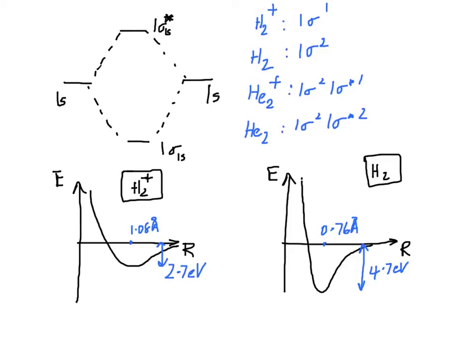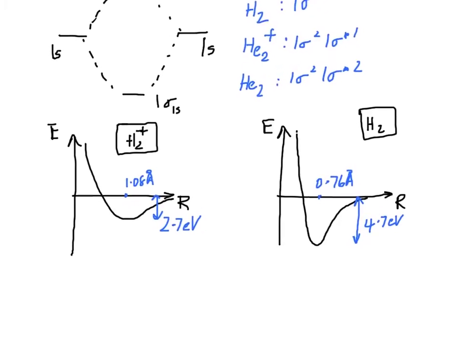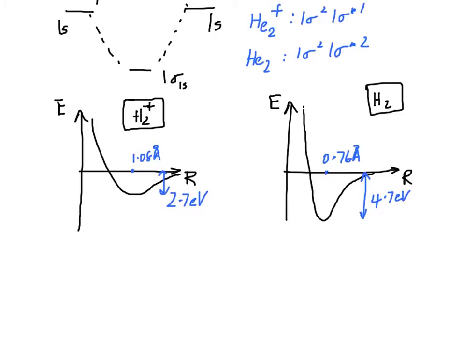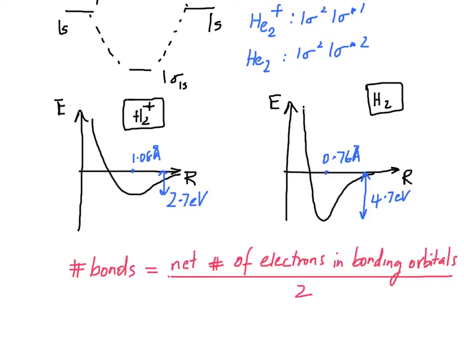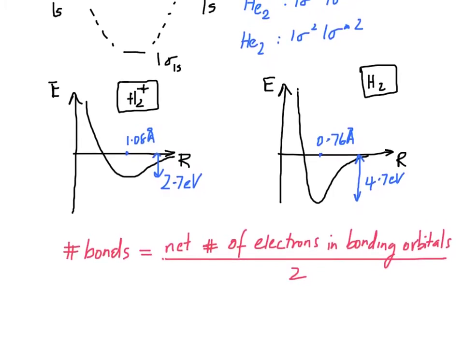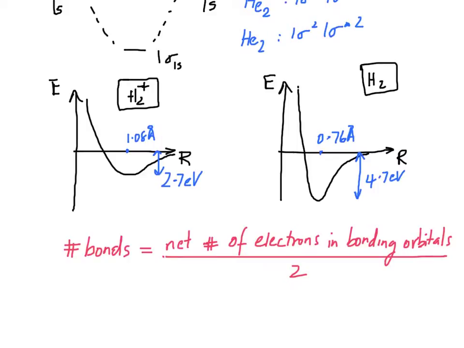The notions that we have introduced so far may be used to determine how many bonds a molecular system has. In fact, that's exactly what we are going to do right now, and I'm going to provide a definition for the number of bonds a system can display. So this is the definition we are going to use. The number of bonds displayed by a system is equal to the net number of electrons in bonding orbitals divided by 2.